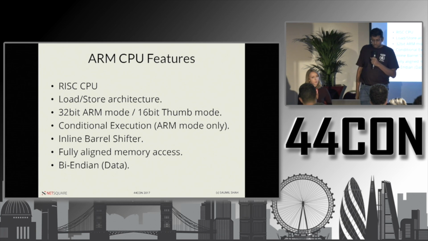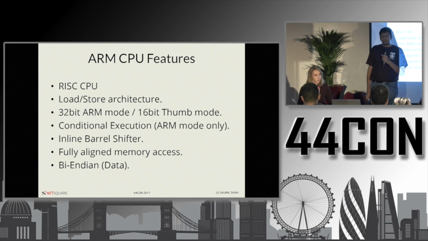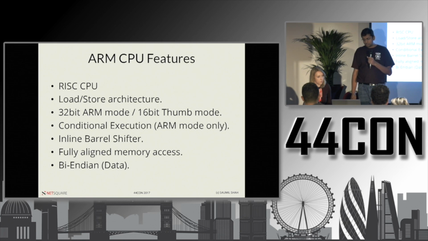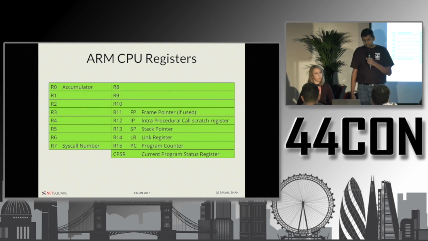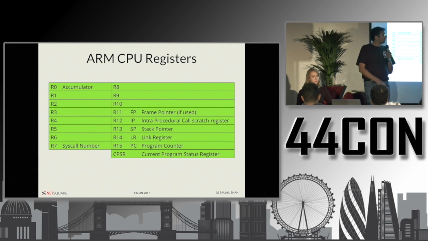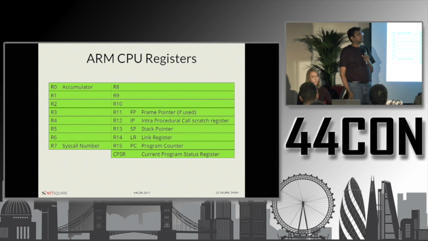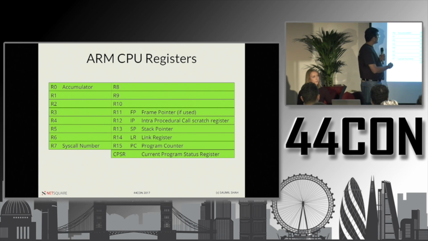The next thing I want to talk about are the ARM CPU registers. Intel has very few registers. ARM, and every RISC CPU for that matter, has lots of registers. All the registers are numbered. You refer to them from R0, R1, R2 to R15. Each of these are 32-bit registers.